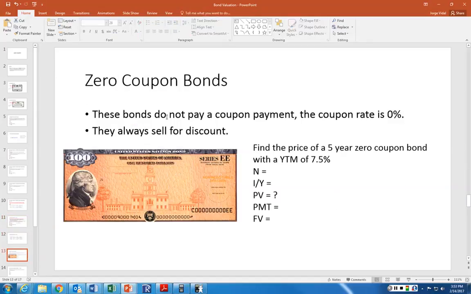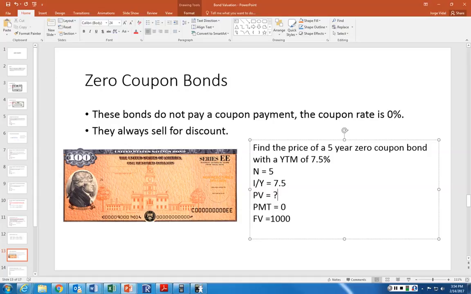zero coupon bonds, they do not pay a coupon payment. The coupon rate is 0%. They always sell for a discount. It's the only way you can make money. With a coupon paying bond, you can pay a premium and still make money because you receive the coupon payments. So in this one, N is 5, the IY is 7.5, the payment is 0. You have to input payment 0. Future value is still 1,000.